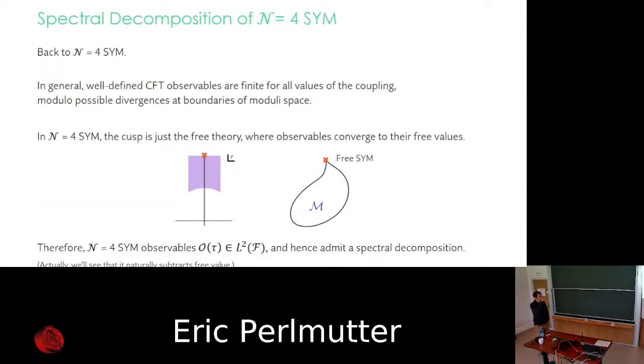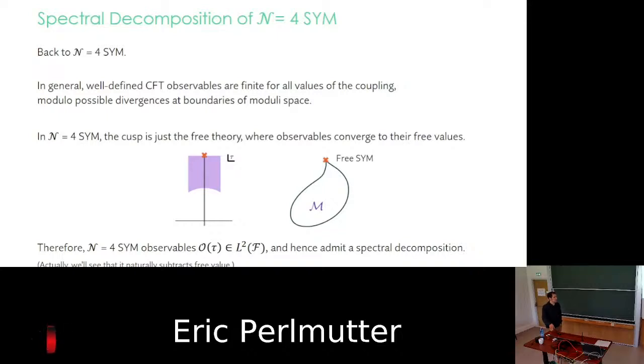Okay. So here's sort of the main point. In general, well-defined observables in CFTs are finite for all values of the couplings, possibly away from boundaries in moduli space where they might exhibit divergences. So in this case, we have a one complex dimensional moduli space. And there's one boundary, which is the cusp. But the cusp is just the free theory, where the observables asymptote to their finite free values.